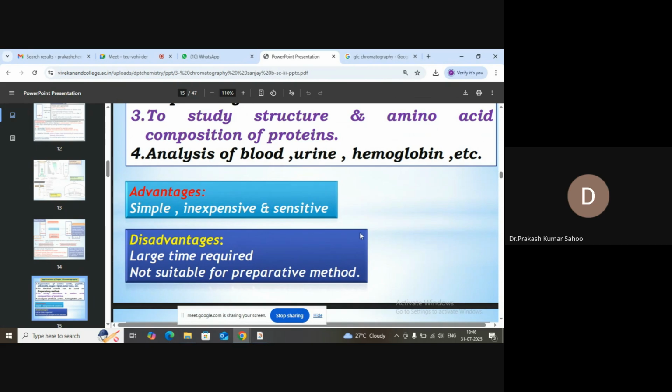So what are the advantages? This is a very simple, inexpensive and sensitive technique. Now what are the disadvantages? Time taking, not suitable for preparative method. So for any preparation of a pure sample or for your research work, you may not use this as a preparative method because there may be contamination or mixing of the components with one another.